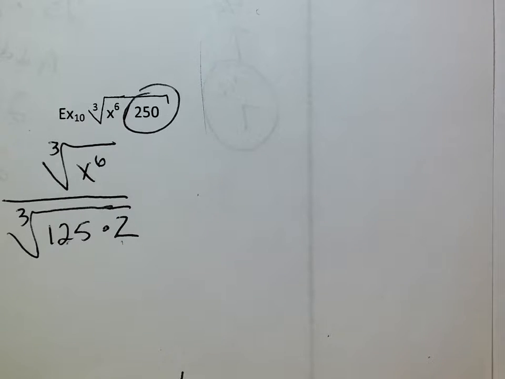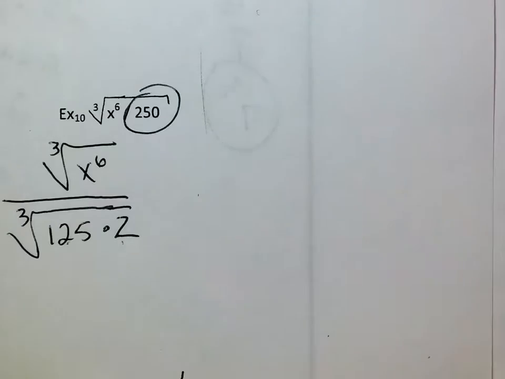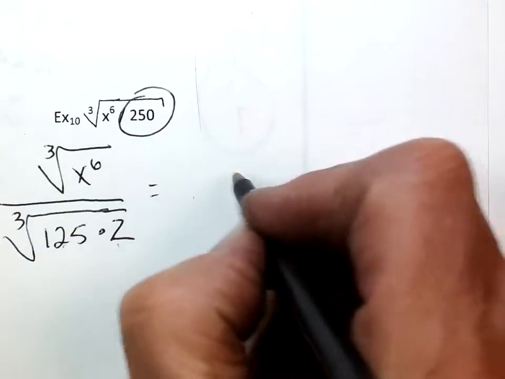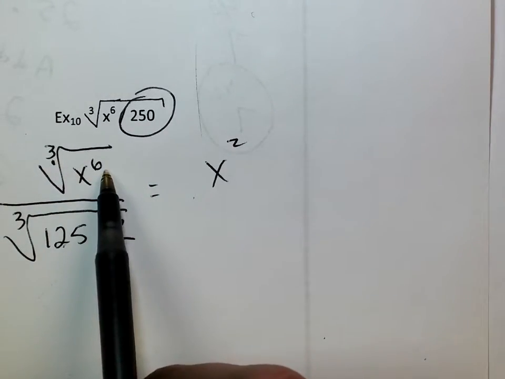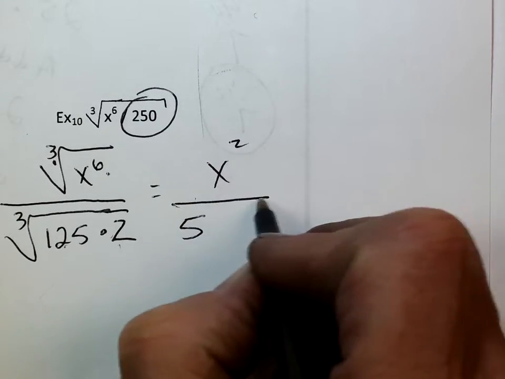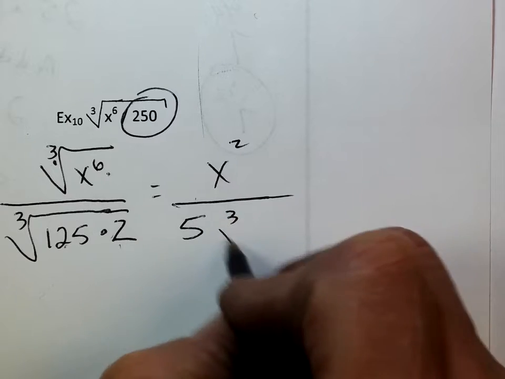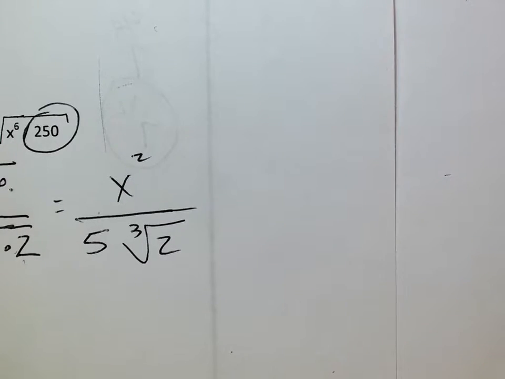Perfect. You guys are all right because 125 is a perfect cube, right? And the cube root of 125 is 5. So this is just going to be an x squared. Take a third of 6, and I get x squared. And down here, I'm going to have a 5 times the cube root of 2. Now, I'm almost done, but I got a problem.